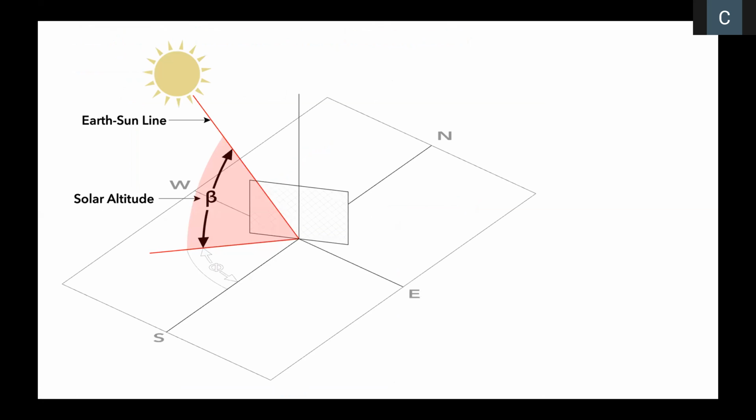Now let's talk about some of these solar angles. There are a whole bunch of angles we've thrown around. The two most important and preliminary angles that we started off with are solar altitude, which is the measurement taken from the horizon going up towards the Earth-Sun line that connects the point that you're taking the measurement from directly to the sun. That's the solar altitude.